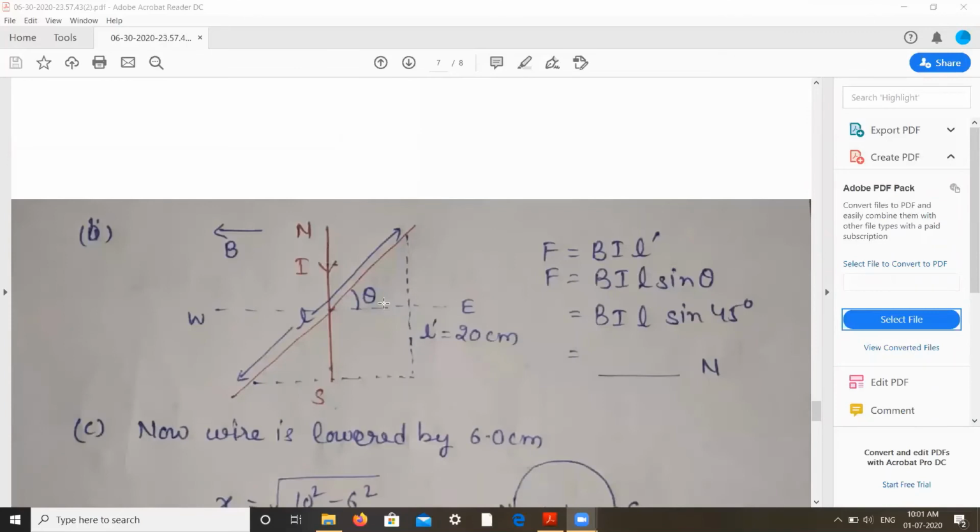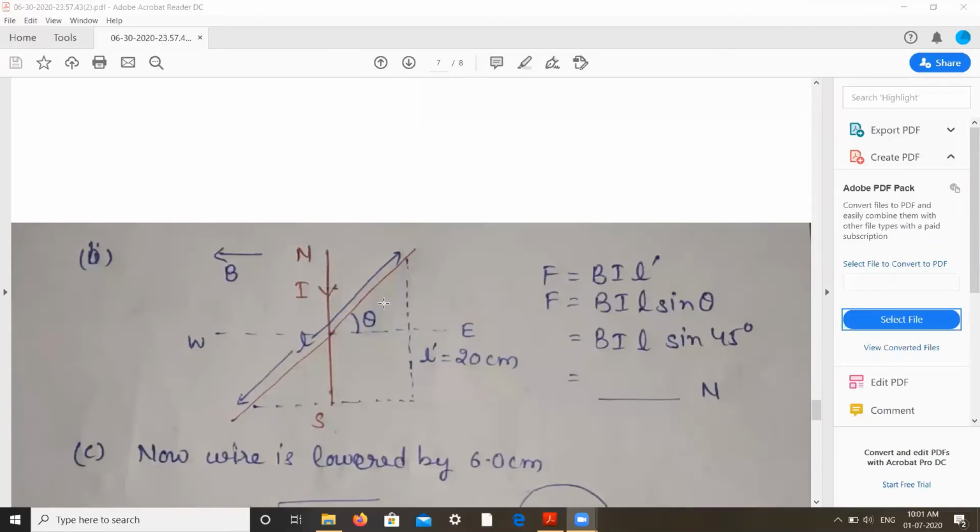This is my picture that makes it clear what I did earlier. It was vertical and now it is tilted, so the angle is going to be changed. Earlier it was 90 degree, but now it is reduced to 45 degree. Again you have to find the force which is nothing but BIL prime, where L prime you can find with the help of trigonometry. It comes to be L sin theta.